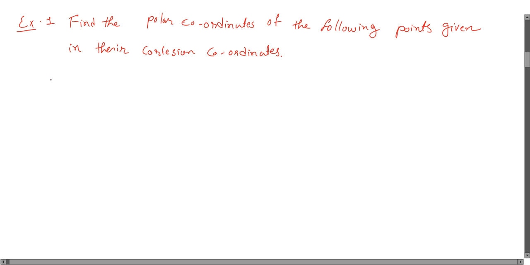Okay, so the first problem is (root 3, -1). So first of all, observe where this point actually is. So root 3, so this much unit, and -1. So somewhere here. So (root 3, -1) means this point. So it is in the fourth quadrant. Okay.